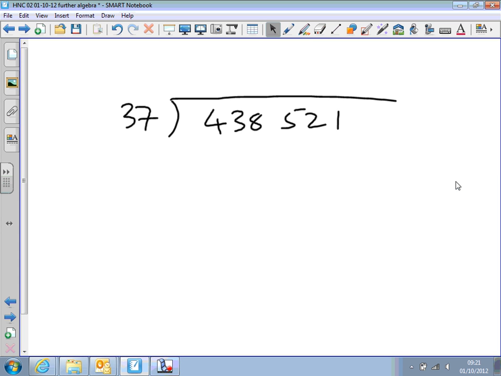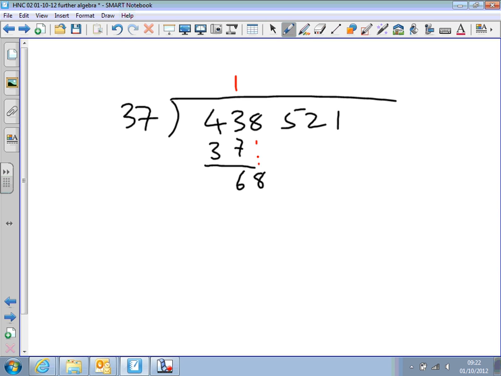So 37's into 4 won't go. 37's into 43 goes once. So 1 goes on the top. So what is 37 times 1? 37, which goes underneath. And we work out the remainder. 43 take away 37 is 6. Bring down the next number, 68.